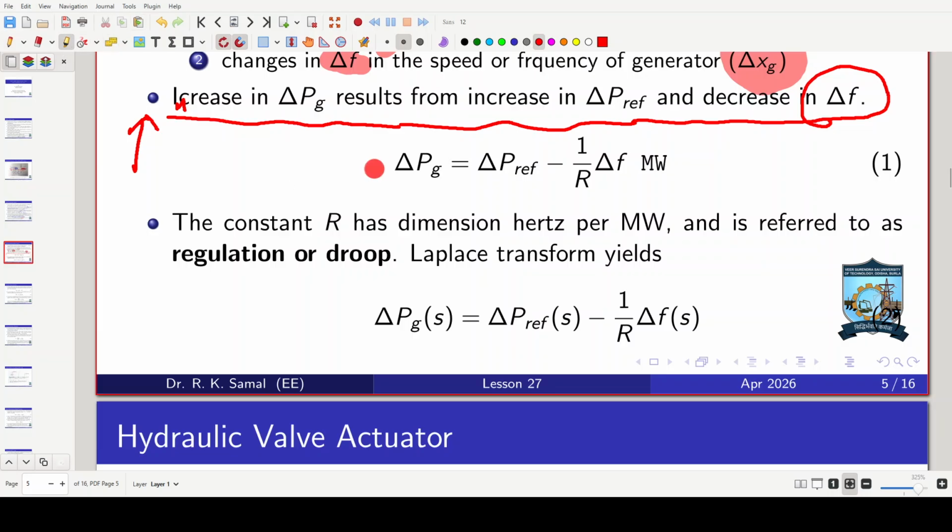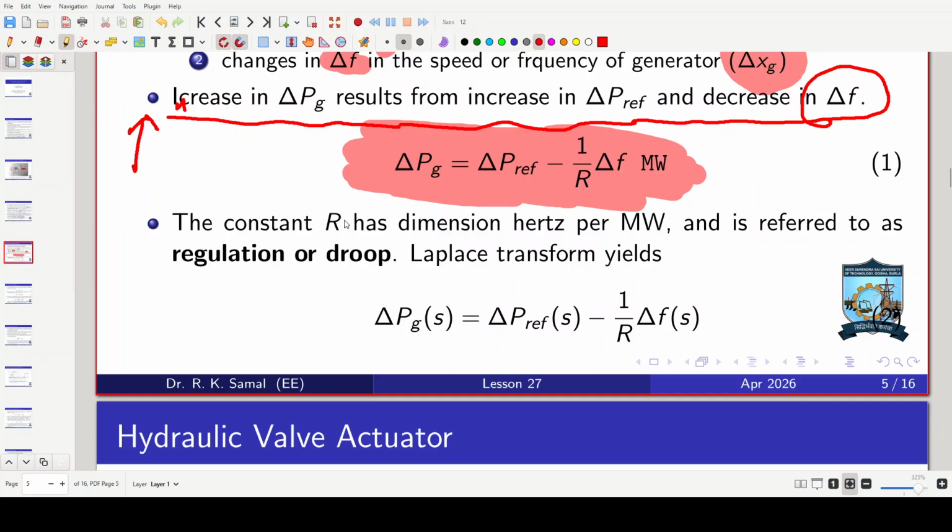Okay, and this equation you write down: delta Pg is equal to delta Pref minus 1 by R into delta F. Why is this negative sign there? We have already discussed this several times: whenever there is a load increase, the frequency decreases. Because the frequency decreases, delta F will be negative, and hence this term will eventually become positive, resulting in a positive increase in the generator power. That is the requirement. So think about it later.